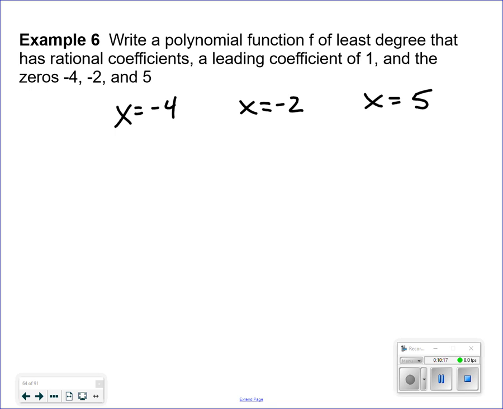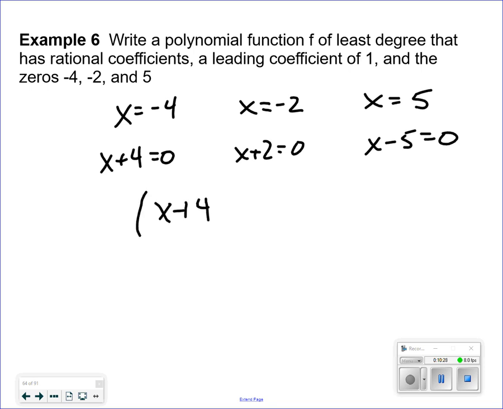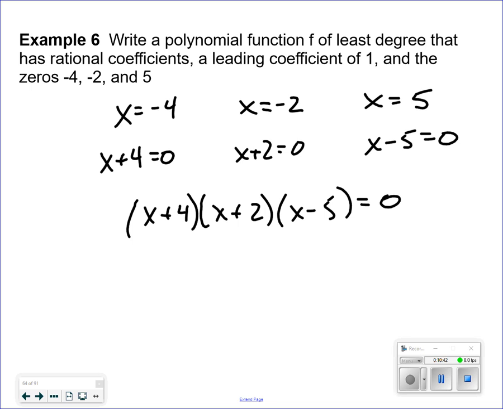So now I'm going to add 4 to make it equal 0, add 2 to make it equal 0, and subtract 5 to make it equal 0. Next, I'm doing the whole question in reverse. Normally, I have the parentheses, and I set them equal to 0, and I solve them. Now I have the solutions, and I want to know the question. So if x equals -4, then x plus 4 equals 0, and x plus 4 is a factor.